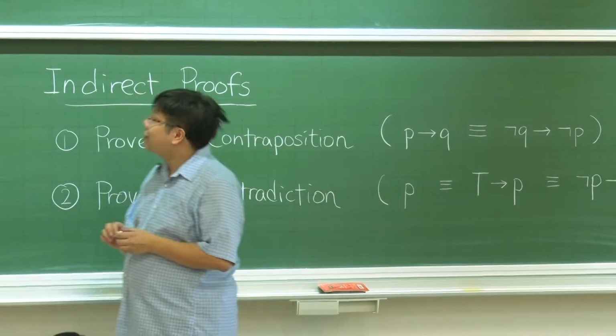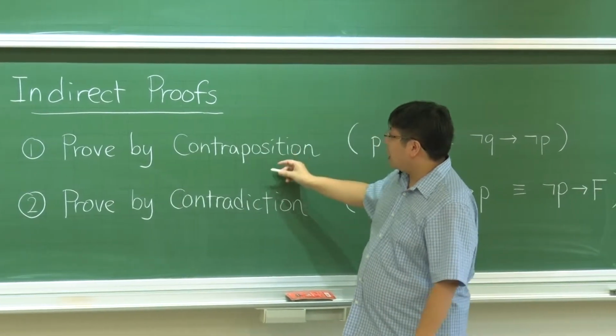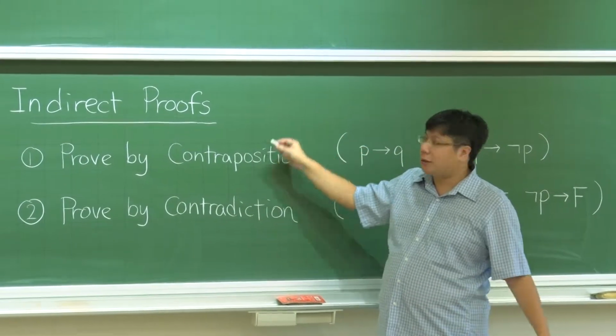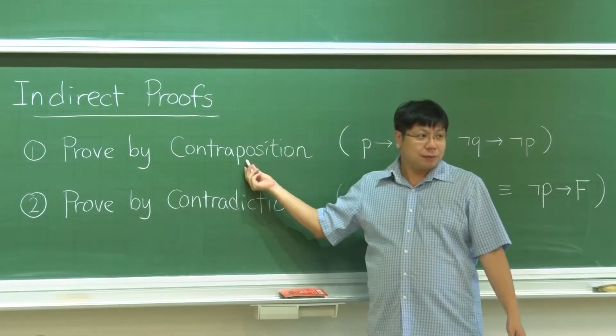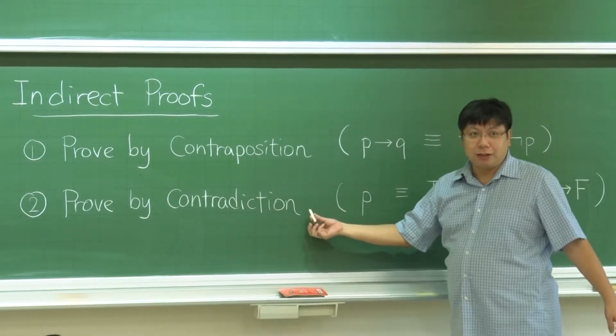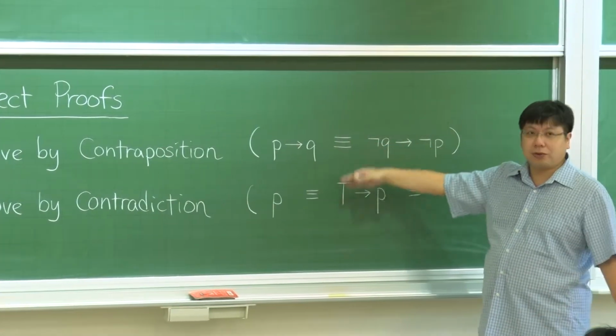So today we are going to talk about indirect proofs. Last time we have seen an example of indirect proofs. It is called proof by contraposition. And there is another common method called proof by contradiction. So let me briefly review the idea about these two concepts.